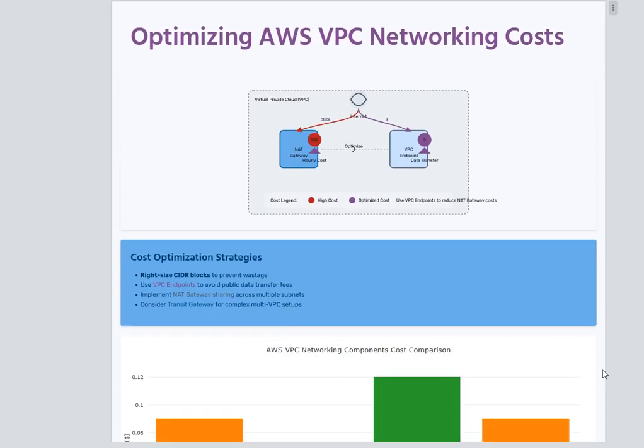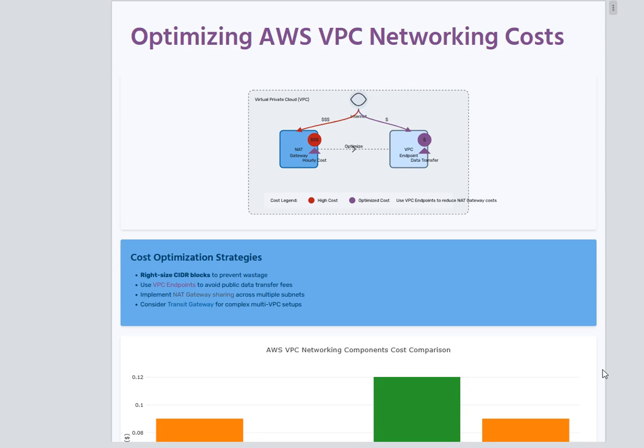Let's have a look at how we're going to optimize the VPC networking costing. So, cost optimization strategies: use a VPC endpoint to reduce NAT gateway cost. Right-size CIDR blocks to prevent wastage.